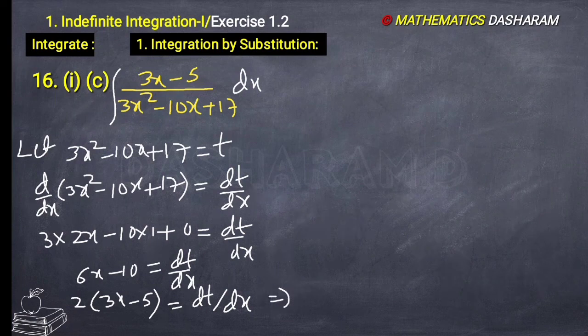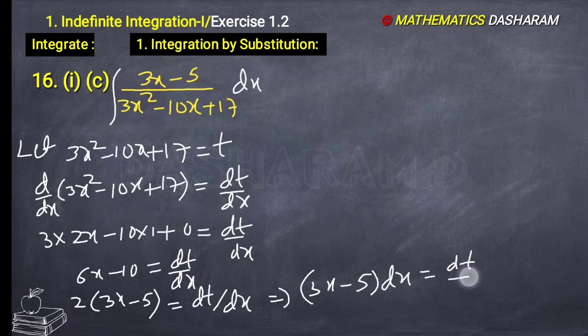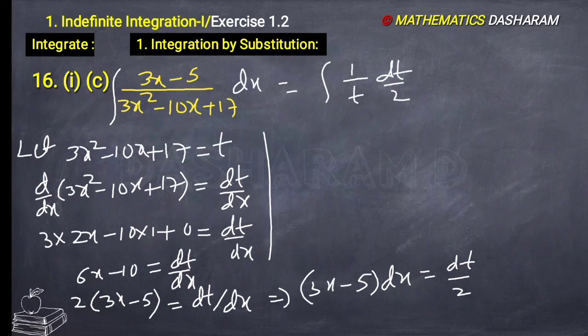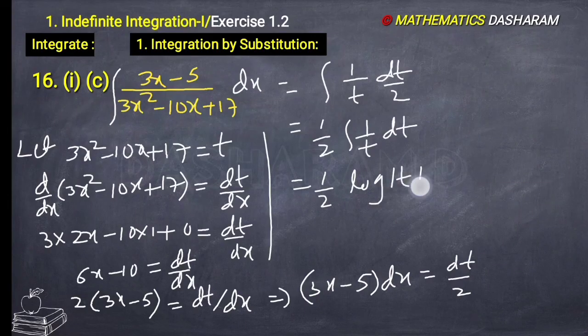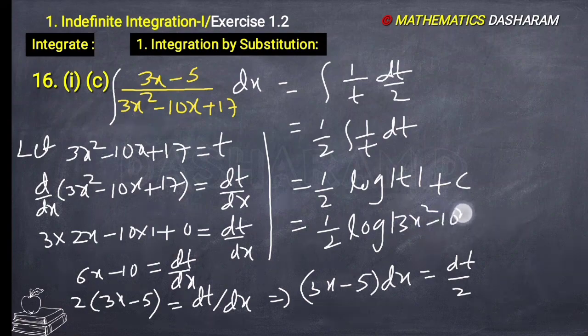So 2(3x - 5) dx equals dt, with dx transposed to the left side and 2 transposed to the right side. Substitute these values in the given question. So the integration of 1 by t, with (3x - 5) dx equal to dt by 2. Here 1 by 2 is a constant, so the integration of 1 by t dt is log mod t plus c. So 1 by 2 log mod of 3x² - 10x + 17, plus c, is our required answer.